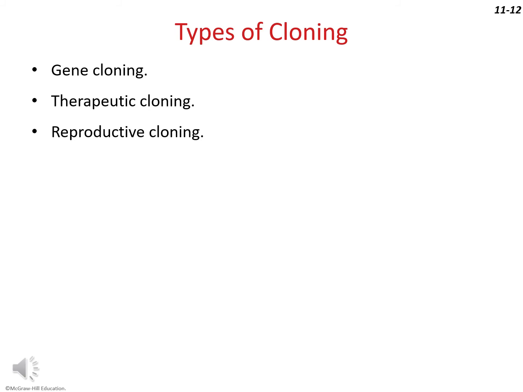We also have therapeutic cloning, and there's 3 different types of cells that are used. So stem cells are from babies, and the adult cells can turn into any type of cell.